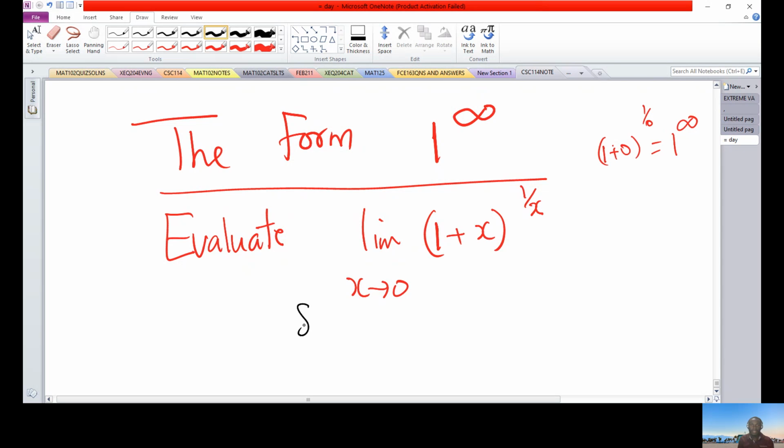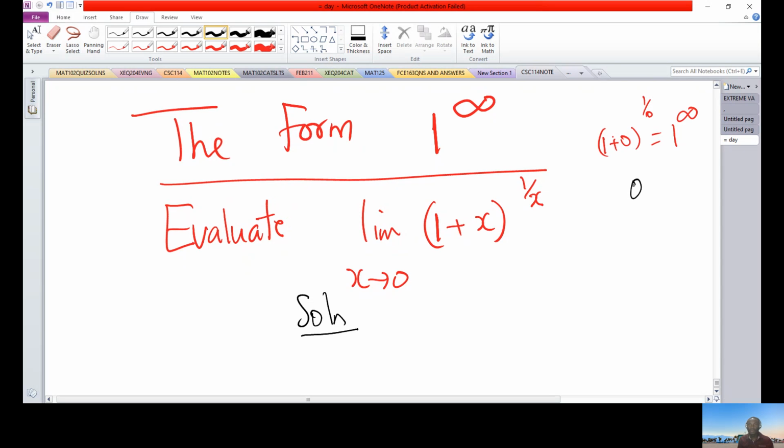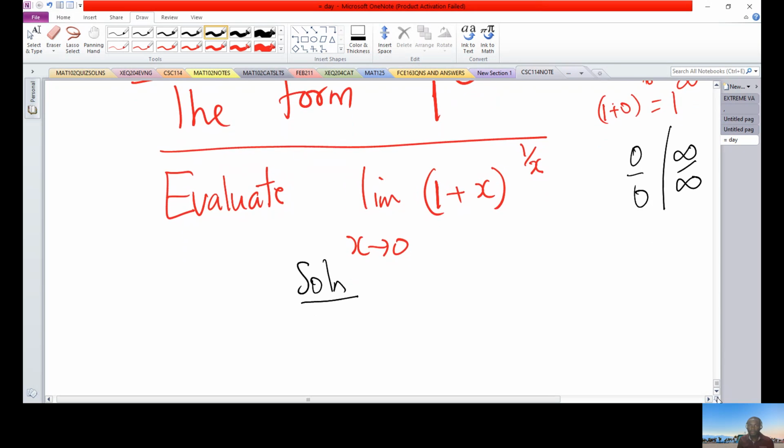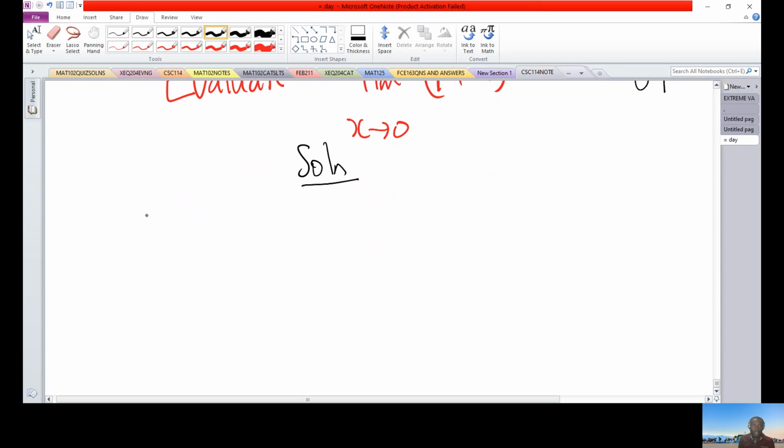So we try as much as possible to transform the function so that it is in the form 0 over 0 or infinity over infinity, so that we can apply L'Hospital's rule. Now, this is what we are going to do. We let y be given by (1 plus x) raised to the power 1 over x. Let's call this equation 1.